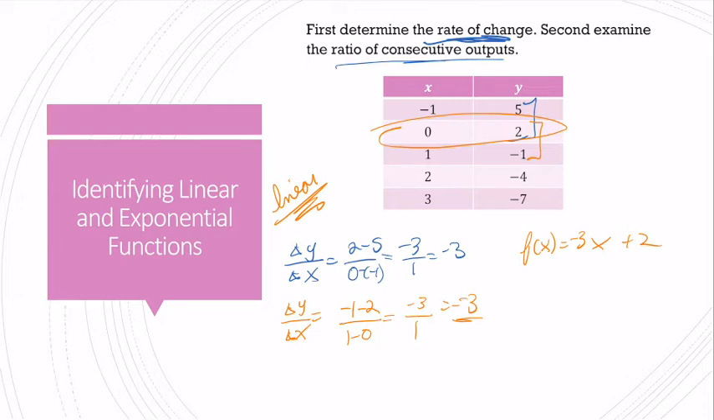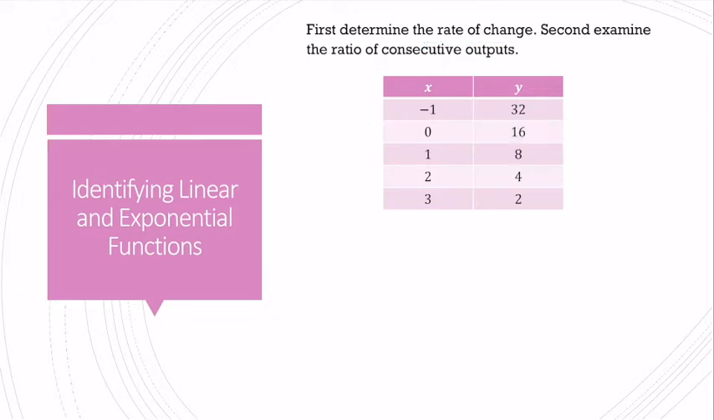Let's take a look at another example. I have when x is negative 1, y is 32. When x is 0, y is 16. When x is 1, y is 8, and so on. So let's first determine our rate of change. So I'm going to look at these 2 points right here. Change in y over change in x. So I've got 16 minus 32 over 0 minus a negative 1. That gives me a negative 16.